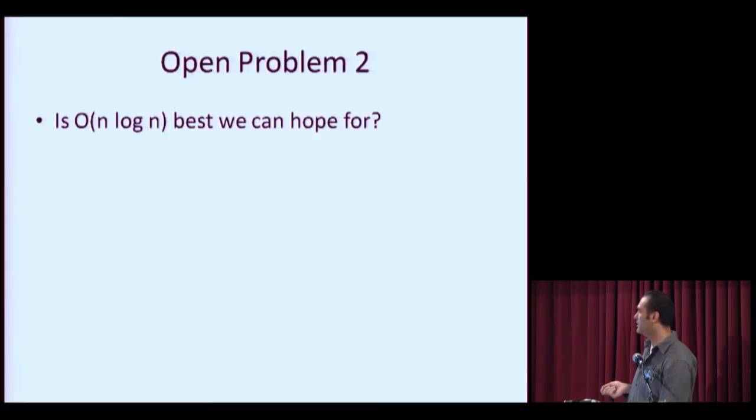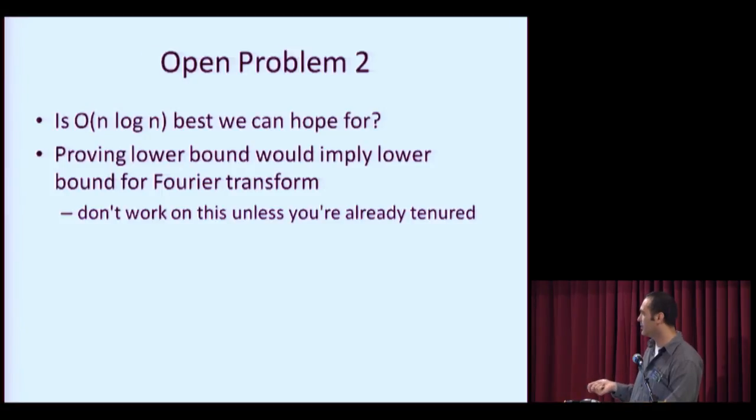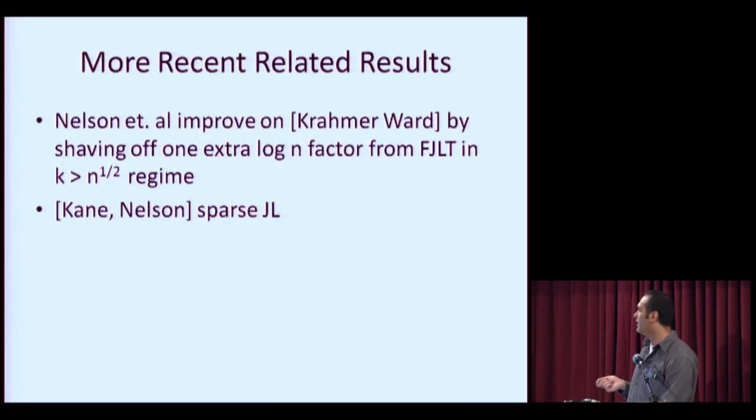Open problem 2. So is order of n log n the best? This was the challenge that we set to ourselves. This was the bar. When we reach this challenge in terms of running time, or the time to apply our transformation to a vector, we said success. So is this really the best you can hope for? This is a very simple consequence of take 1 of JL. Proving a lower bound would imply lower bounds for Fourier transform. And for those who know about this problem, you know that you don't mess with this problem unless you're already tenured.